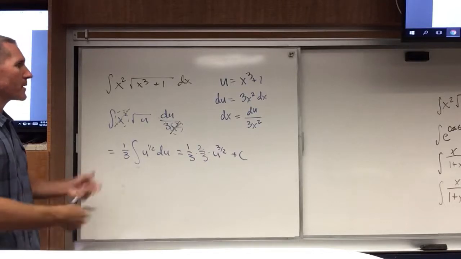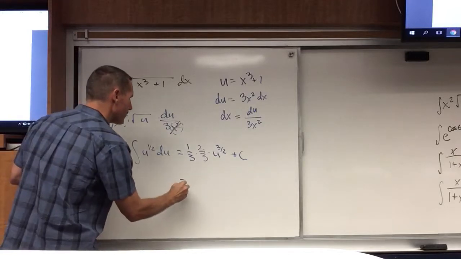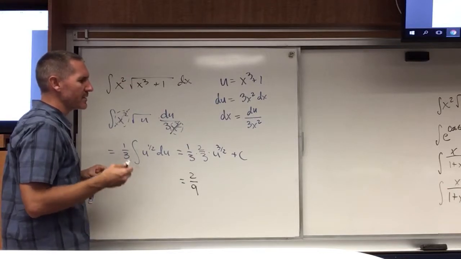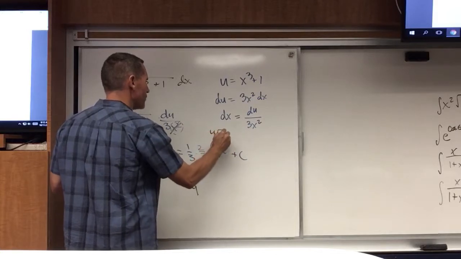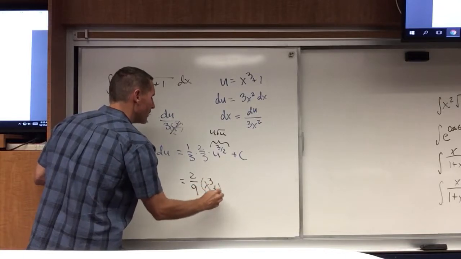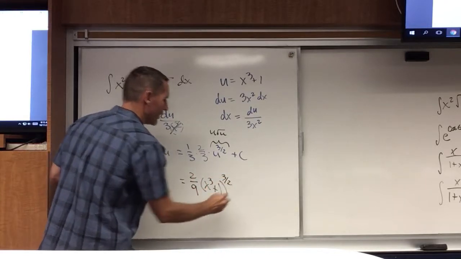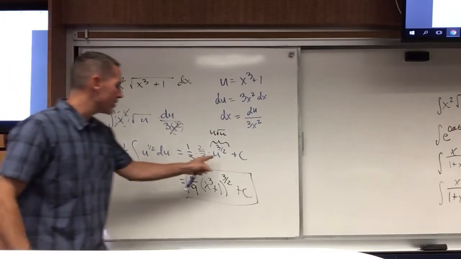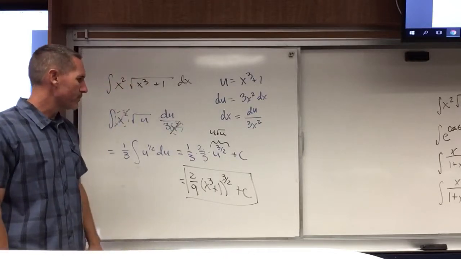And then we always have to bring back what u is equal to in terms of x. So this is then equal to 2/9 times, now u to the 3/2 is the same as u times root u, right? So I would call this x cubed plus 1 times the square root of that, or let's just leave it as to the 3/2, that's fine, and then plus c. So I brought back what u was equal to, which was x cubed plus 1, for my final answer, okay?